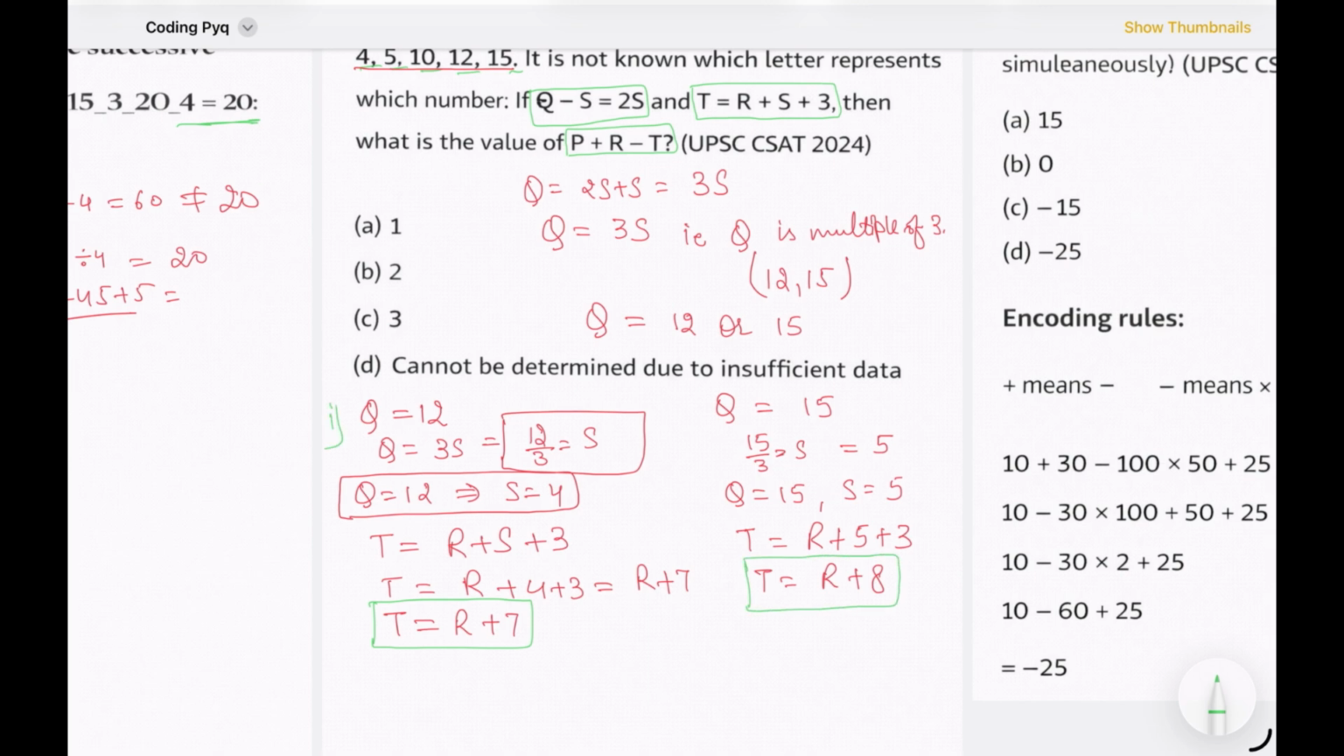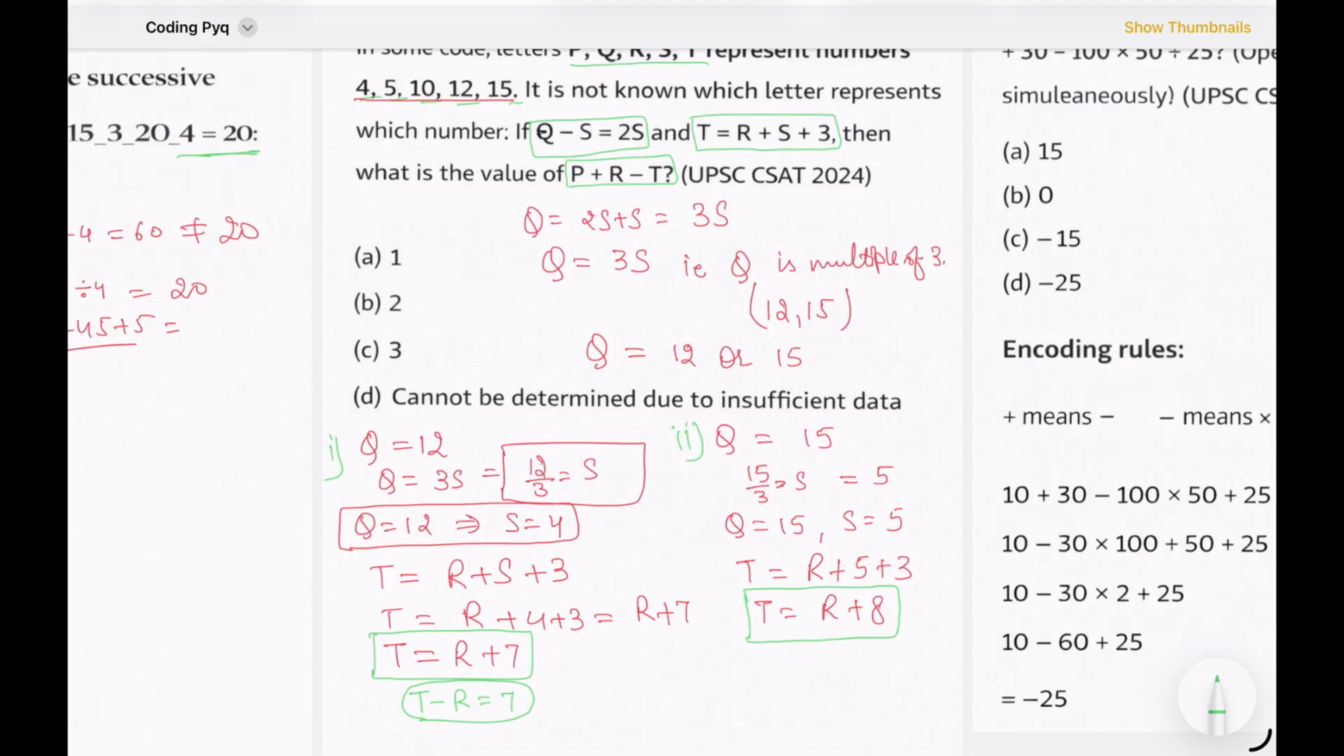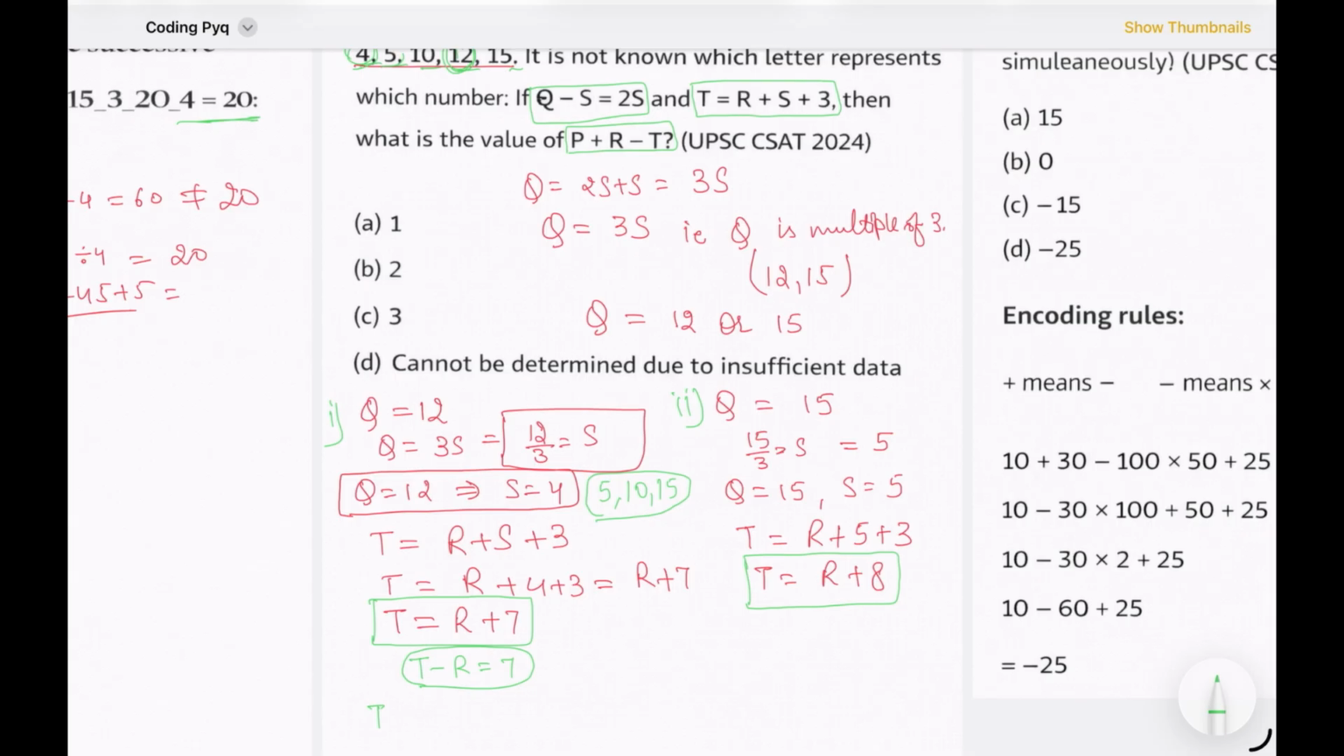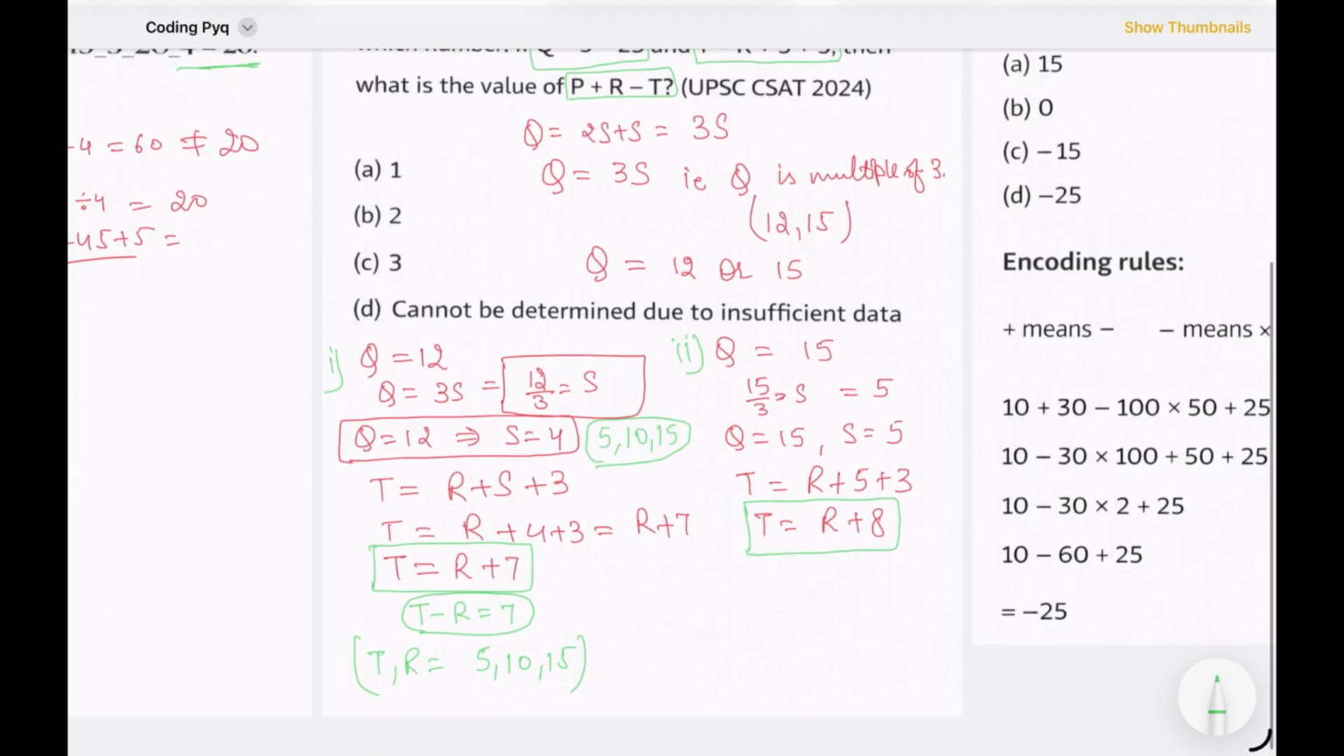Now in the first case, T is equal to R plus 7. That is, T minus R must be 7. Since Q is 12 and S is 4, 12 and 4 are fixed. The remaining options we have are 5, 10 and 15. T and R must be from 5, 10 and 15. So the difference of 5, 10 or 15 can't be 7. So this case is not possible.